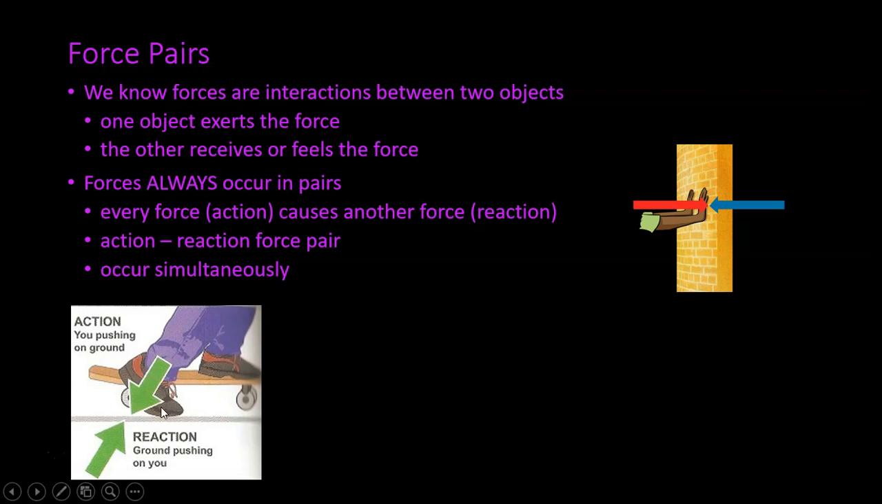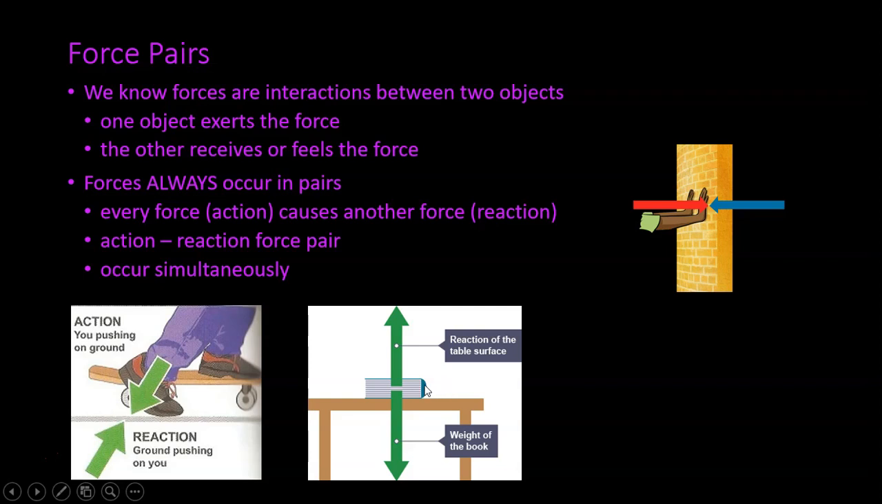So this skateboarder is pushing on the ground, and the reaction force is the ground pushing back up on his foot, and that's what makes him and the skateboard go forward. Here's another example. We have a book sitting on a table. We know that the table is pushing up with a normal force on the book. The reaction force to that is the weight of the book pushing down on the table. So both are normal forces, the normal force of the table pushing up on the book and the normal force of the book pushing down on the table.